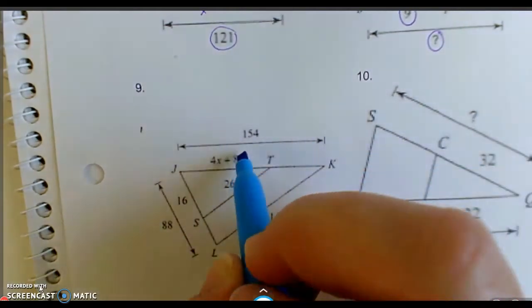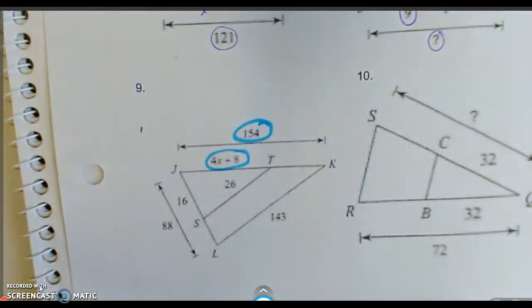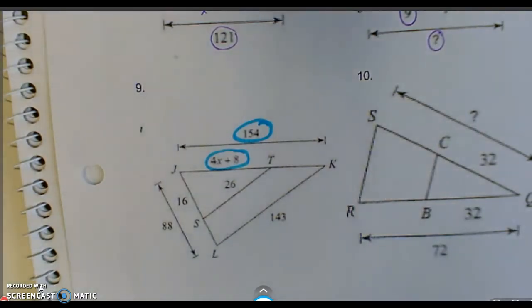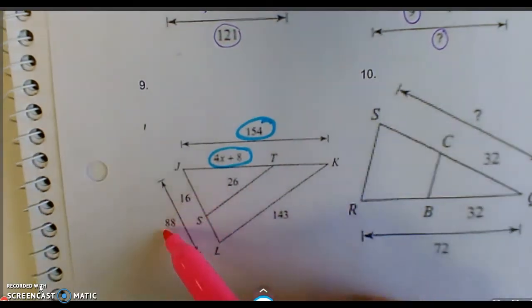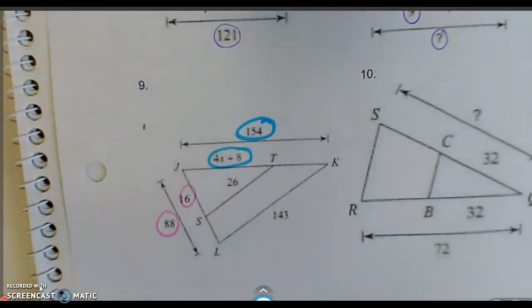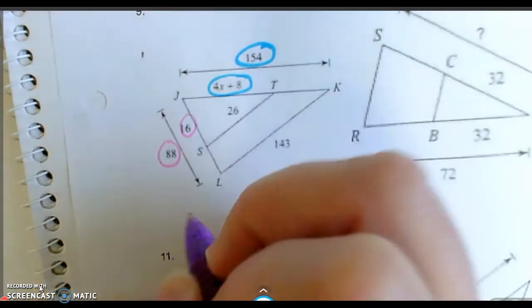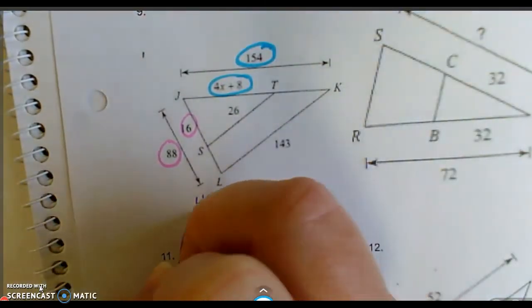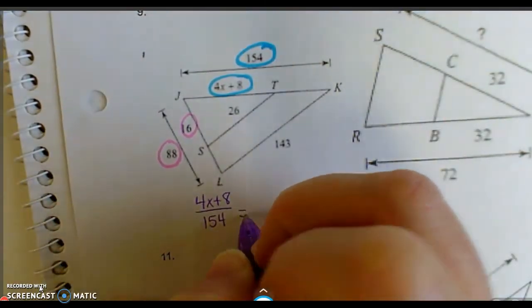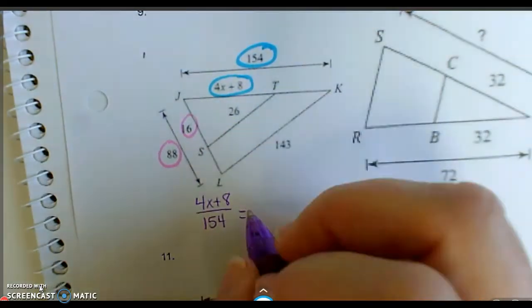Alright, so here's where my x is. That's the little side of this triangle. That means I need to look at that side of that triangle because that's the long side. I need to pick two other sides. These two or those two, it doesn't matter. I'll pick these two. Like I said, it really doesn't matter. So if I start with 4x plus 8 and go to 154, then that's good. 4x plus 8 was of the short side, so I need to go to the short side here.